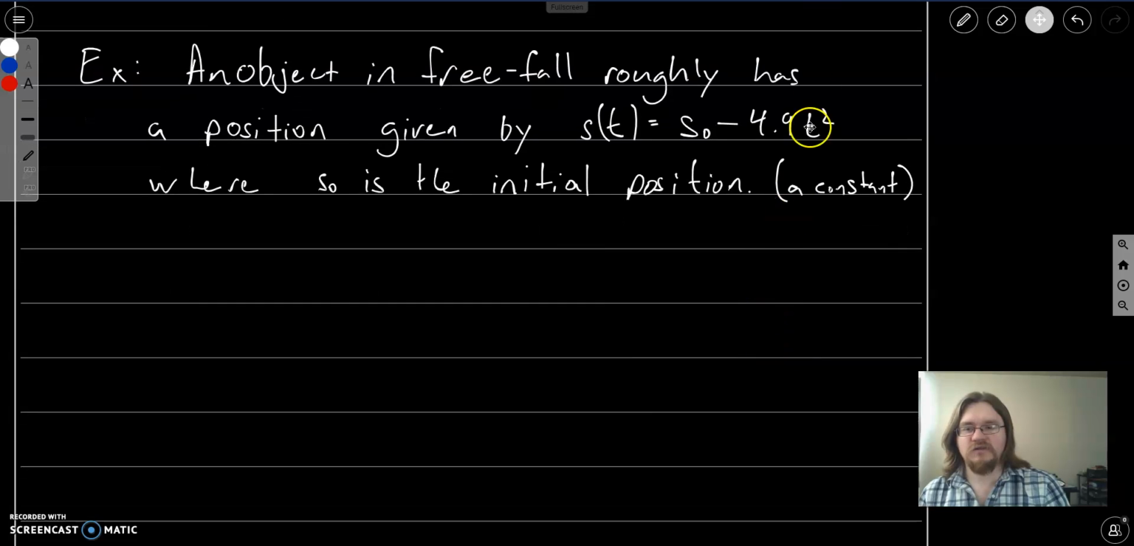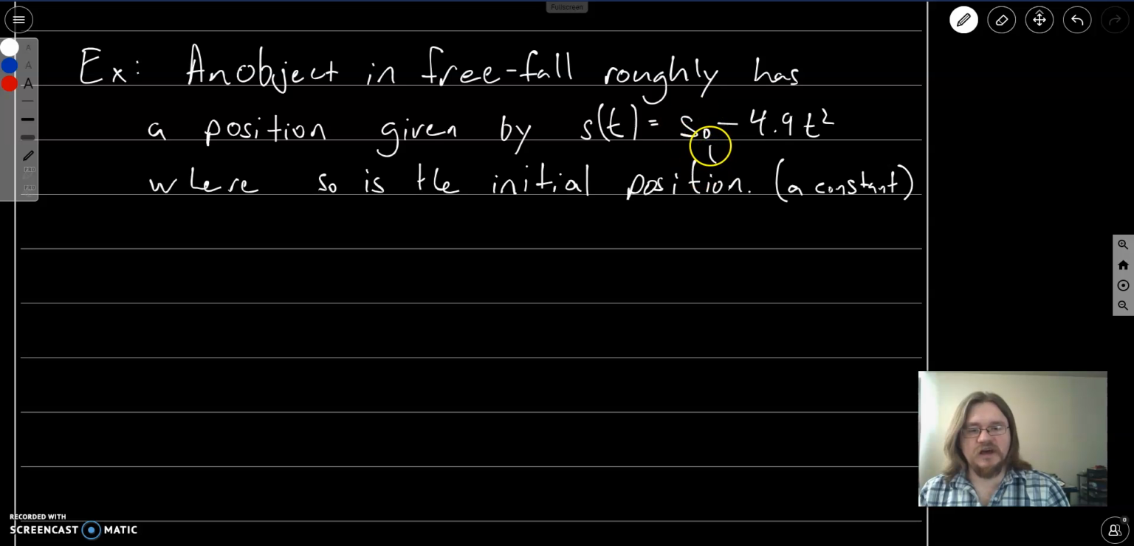An object in free fall roughly has a position given by the following equation. So s of t, the position, is going to be s naught minus 4.9 times t squared. This ignores things like air resistance. For instance, if you were falling but had a giant parachute, this would not be the case. This is assuming that you are essentially a spherical object falling in a vacuum, which might not be real, but it'll serve our purposes. And s naught is going to be the initial position.